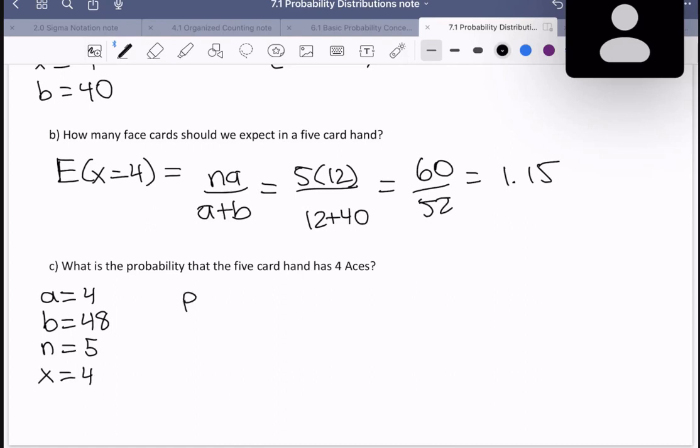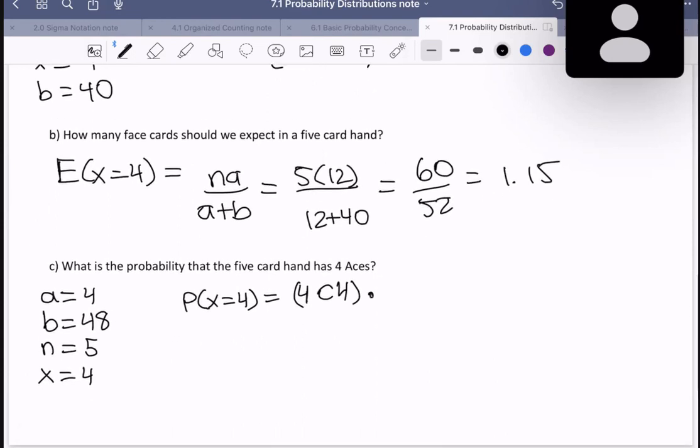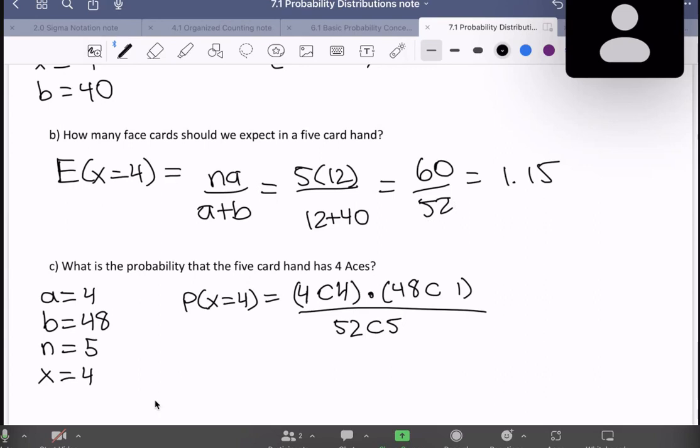So the probability that we get 4 successes in this case, when a success is defined as getting an ace, that's going to be 4 choose 4, which actually is just going to be 1 because there's only one way to choose all 4 aces. And that's times 48 choose 1, right? Because there's 48 ways to choose the other card. Whatever it is, it's going to be something that's not an ace. And then that's going to be over 52 choose 5. And let's plug that into our calculator.